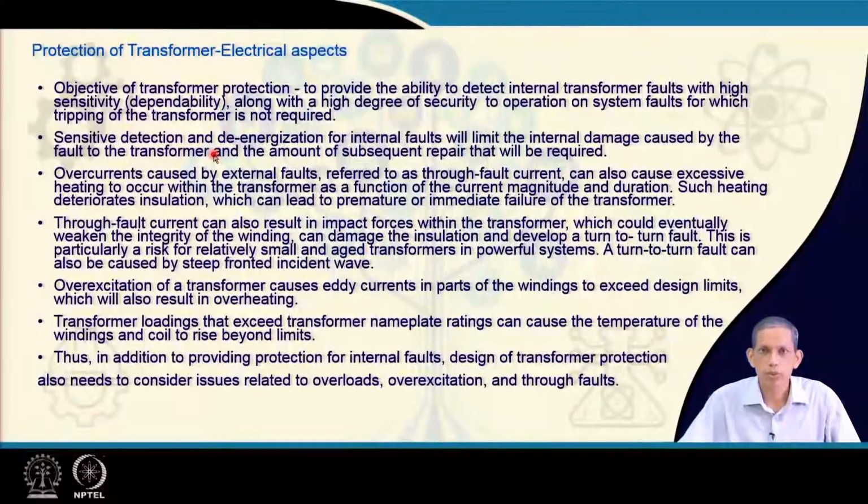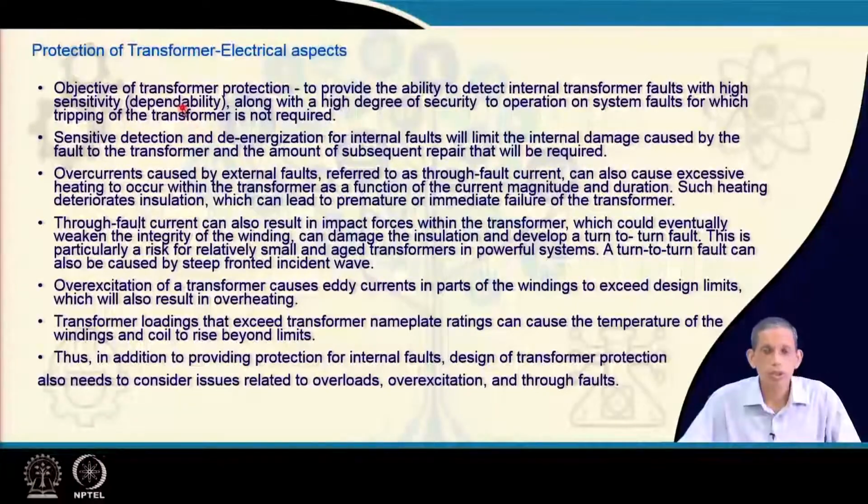is to provide two aspects. One is any fault internal to the transformer, the transformer must be isolated from both these sides if it is an interconnected system, and for any external fault or overload condition the transformer should not be isolated, or the corresponding breaker should not open. That we have already discussed in our beginning classes. These are the two issues related to dependability and security.